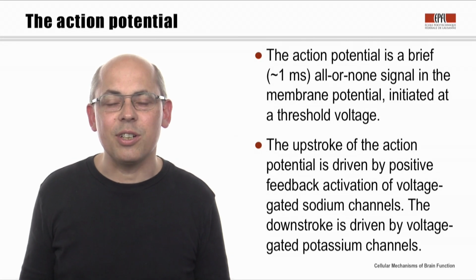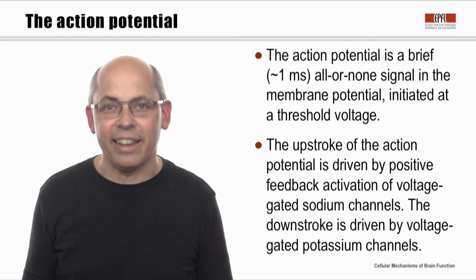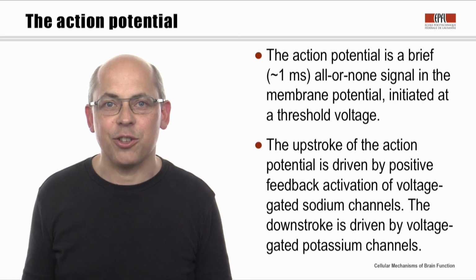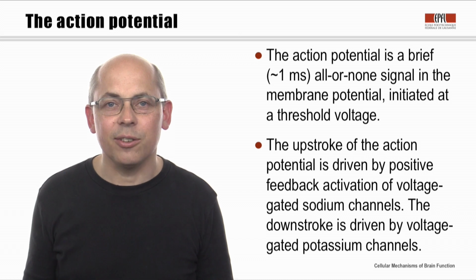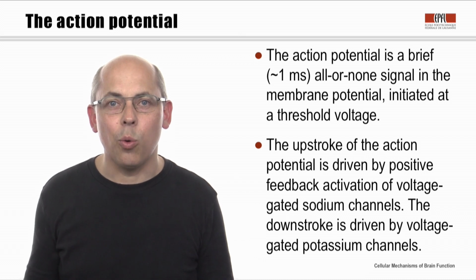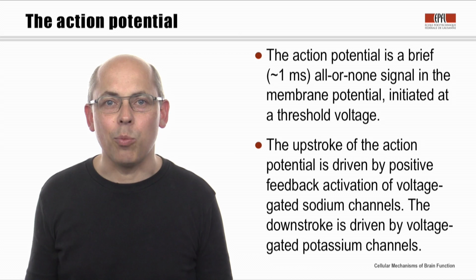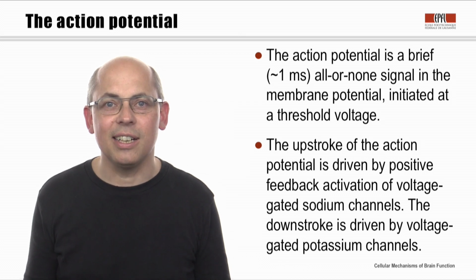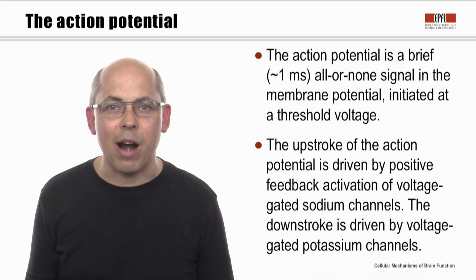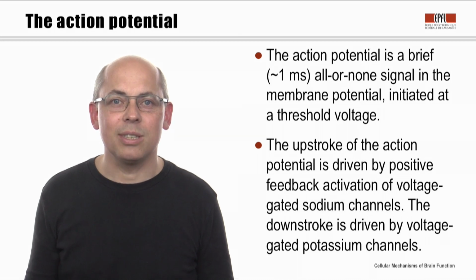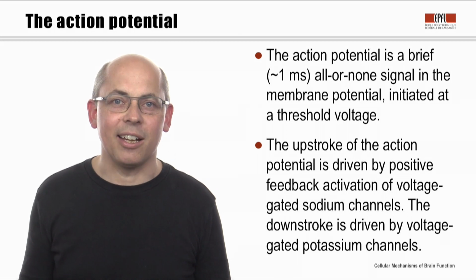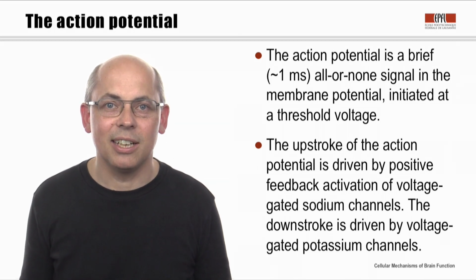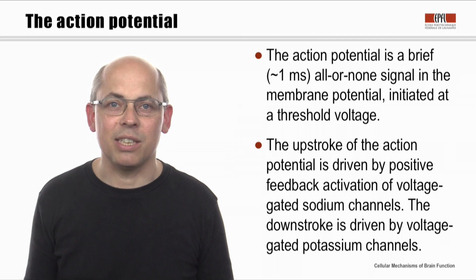So in this lesson we've learnt about the most important electrical signal in the brain, the action potential. The action potential is an all or none signal that's initiated at a relatively well-defined threshold voltage, and once that threshold is crossed, then the action potential rapidly depolarizes to something close to plus 40 millivolts and then repolarizes again back down to something like minus 50 millivolts. All of that takes place in the space of about 1 millisecond.